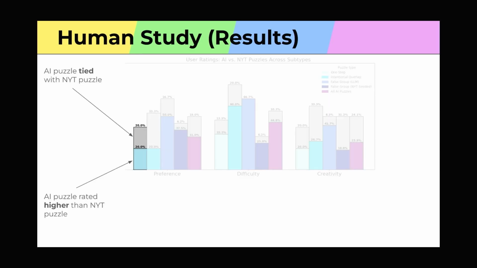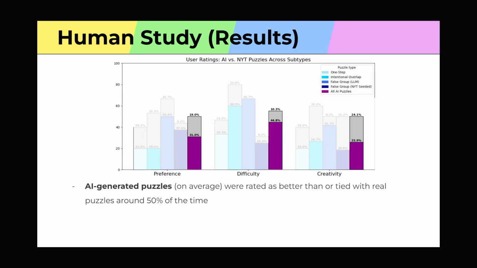So looking at the actual responses to these questions we're asking the user, the way to read this chart is the gray bar is going to be cases where a user said that these puzzles were tied in this measure. And the colored bars are going to be cases where the user said our AI puzzle was strictly better in this measure. So looking at all AI-generated puzzles as a whole, they were rated as better or tied with real New York Times puzzles around 50% of the time.